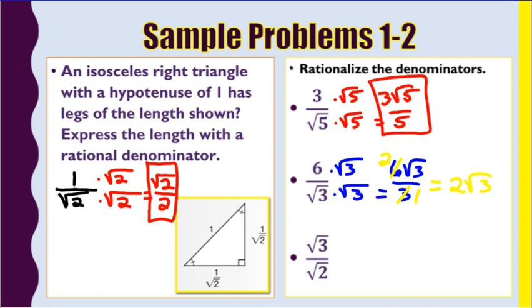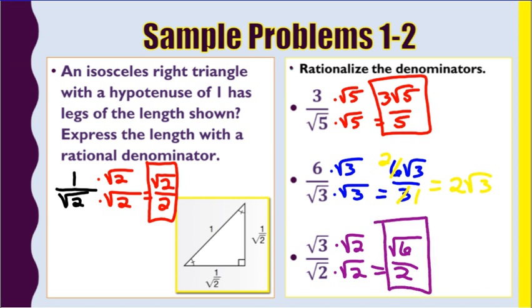And the last one here, square root of 2 times square root of 2 is 2. Multiplied by the square root of 2 in the numerator. Square root of 3 times square root of 2 is the square root of 6. I cannot break down the square root of 6 any further, so this would be my answer.